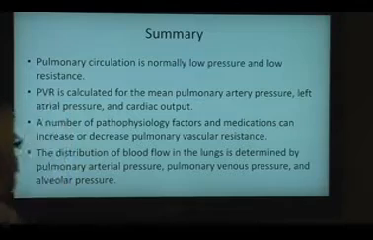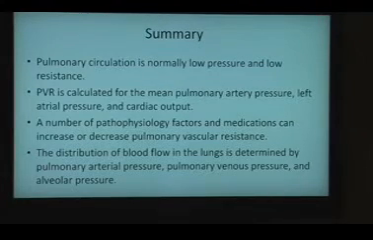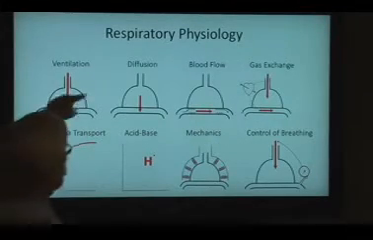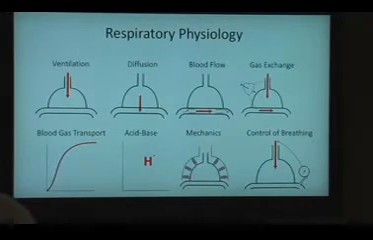A number of pathophysiologic factors and medications can increase or decrease pulmonary vascular resistance, and we talked about some of those. And distribution of blood flow in the lungs is determined by pulmonary arterial pressure, pulmonary venous pressure, and alveolar pressure. So in our series now, we've talked about ventilation, we talked about diffusion, we talked about blood flow, and the next time I come, we're going to talk about VQ matching and causes of hypoxemia.